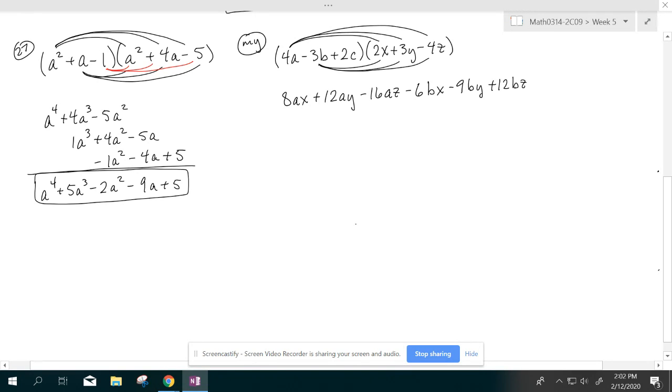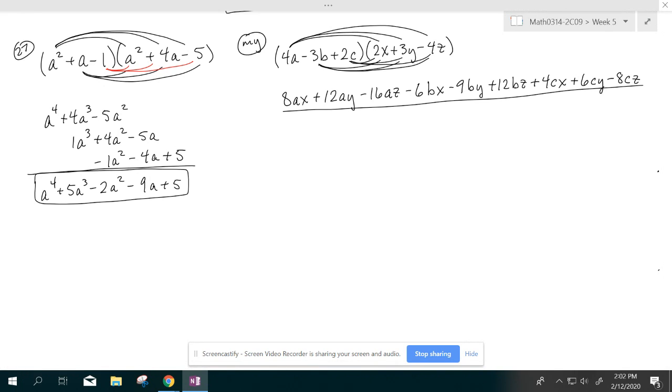Still good? Okay, here we go. Last time. 2c times 2x. 2c times 3y. 3 times 2? cy? And then 2c times negative 4z. CZ. Unfortunately, there are no like terms, and so that is the answer.